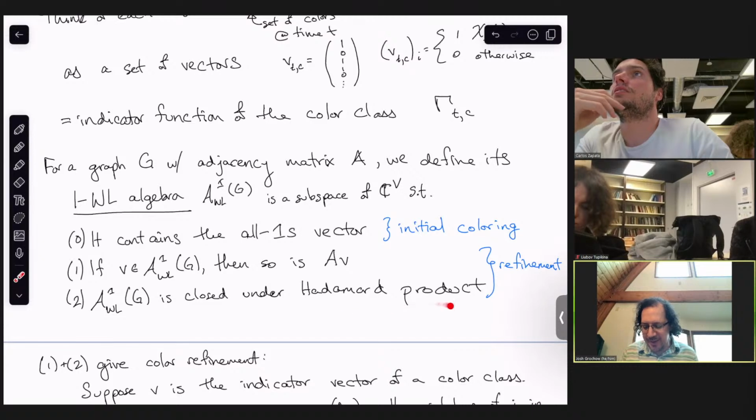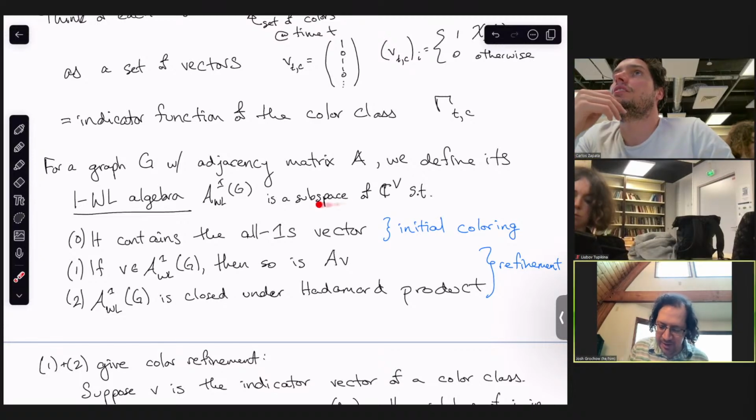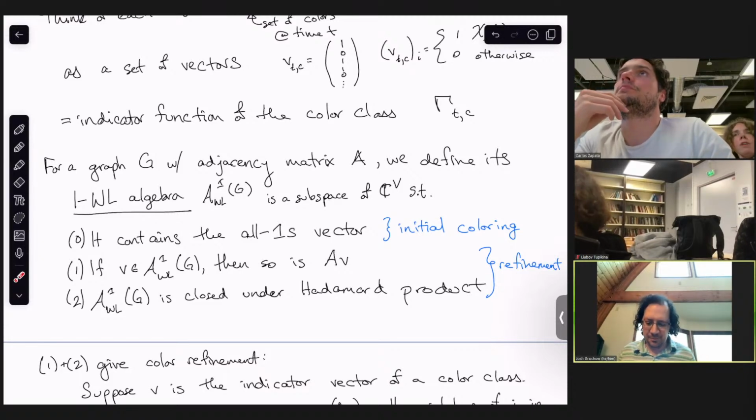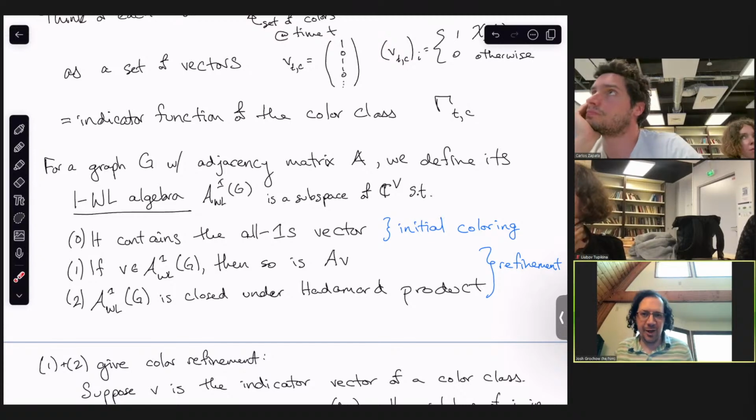Well, I guess in this case, it's just the Hadamard product. But the Hadamard product of vectors. Oh, and sorry, it's a subspace also. So you have linear combinations, and yes, Hadamard product of vectors. That's right. Of vectors. Okay. Right. So this is just like the coordinate-wise product of the vectors.